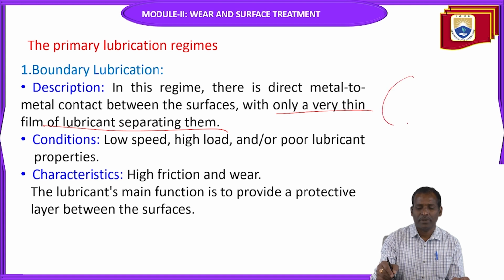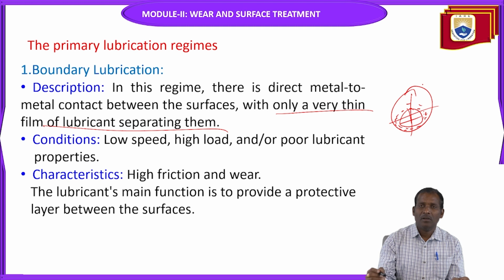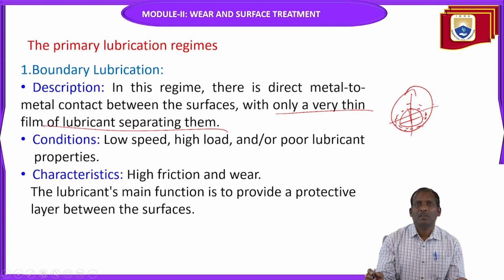Suppose the bearing, the general bearing like this. So the lubricant is supplied like this. This thin film separates these two surfaces. Otherwise, there is metal to metal contact like this.